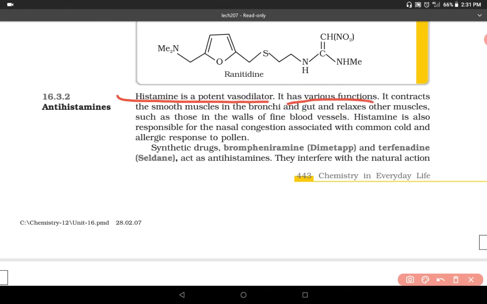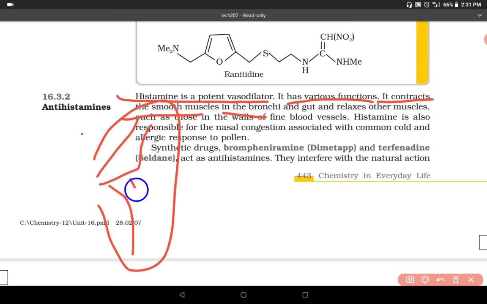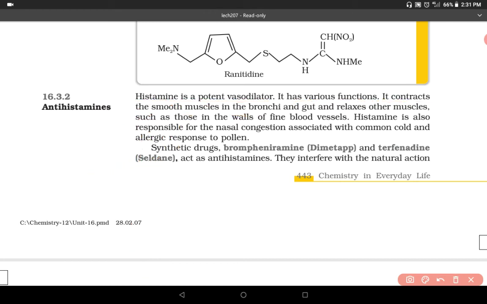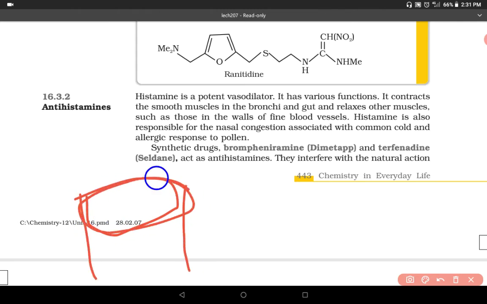It has various functions. It contracts the smooth muscles in the bronchi. The bronchi are in the lungs, along with the alveoli. It actually contracts the bronchi to let air flow easily, and it relaxes other muscles such as those in the walls of blood vessels. As I said, in the blood vessels it also acts to decrease the blood pressure when it is high.